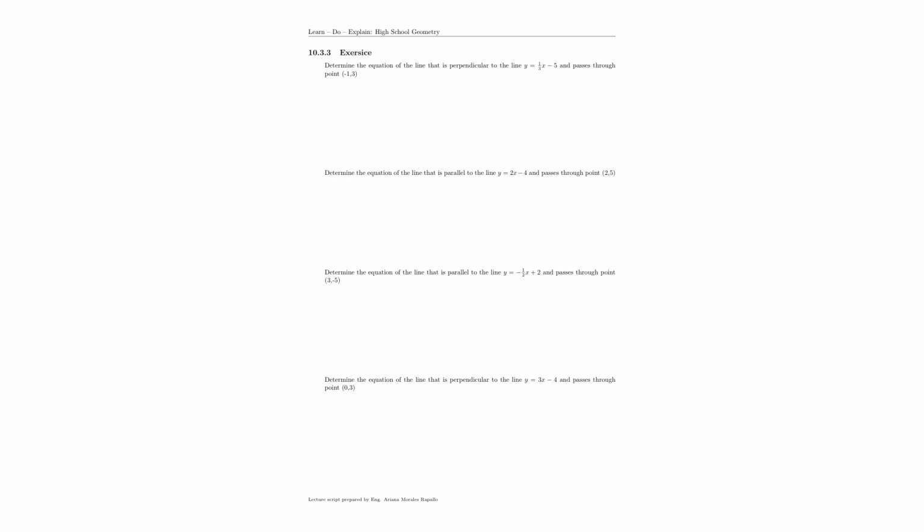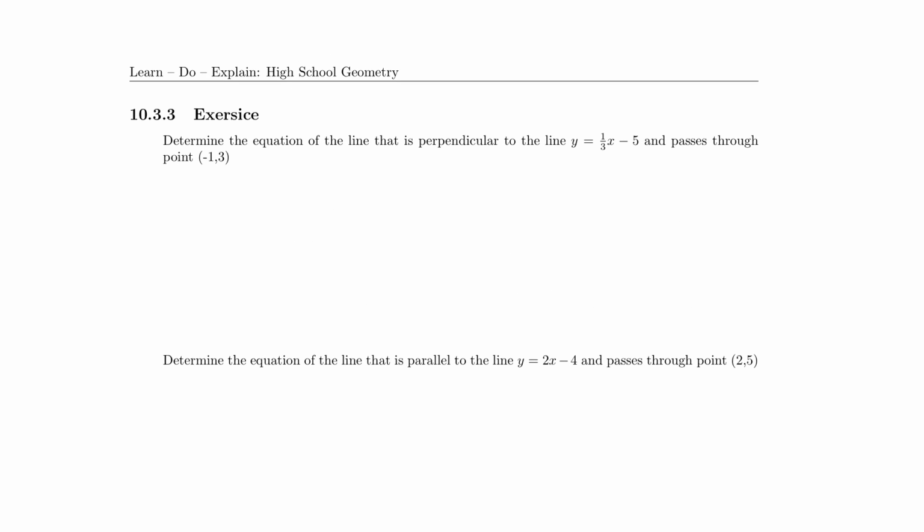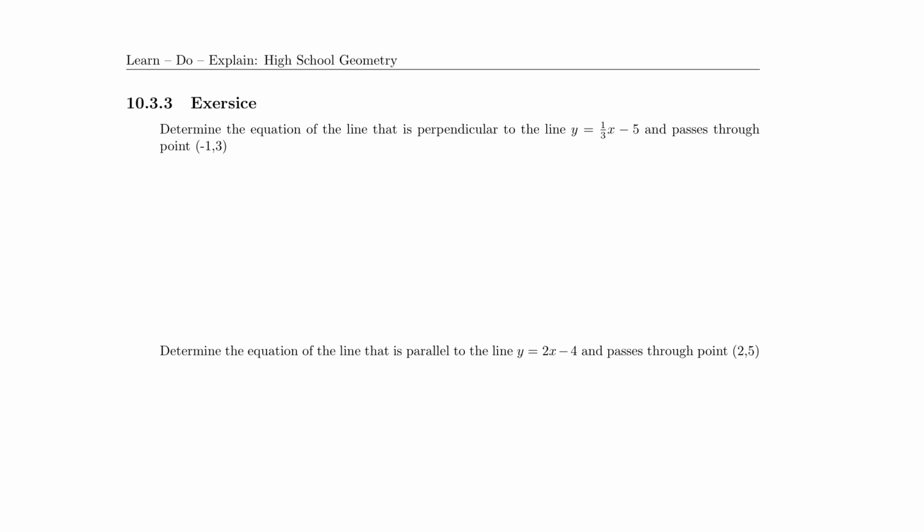Okay, so with this concept in mind, let's solve some exercises. The first one says, determine the equation of the line that is perpendicular to the line y equals 1/3 x minus 5 and passes through the point (-1, 3). So the first thing to notice is that we are given one line and we need to find the one that is perpendicular to this one and passes through this point.